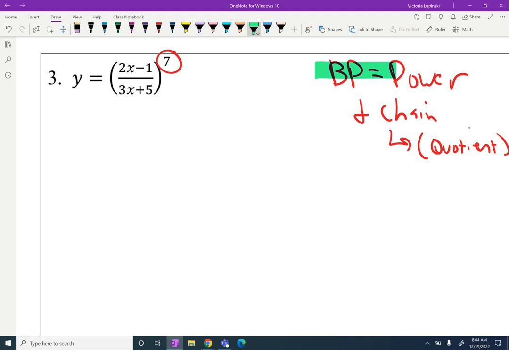Also, just to be clear, you don't have to write this. I just think it's helpful to have a game plan. Know what it is you're supposed to do. Do the power rule, take the derivative of the inside, which is the quotient rule, simplify.